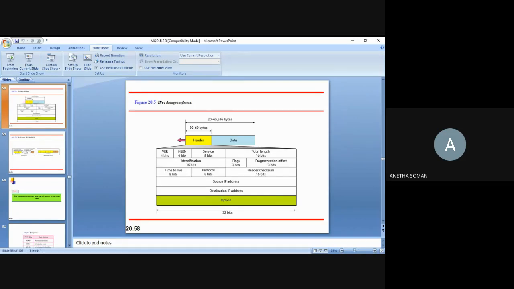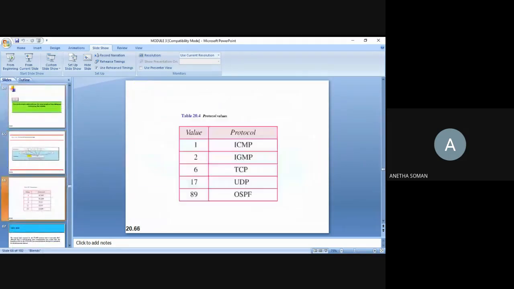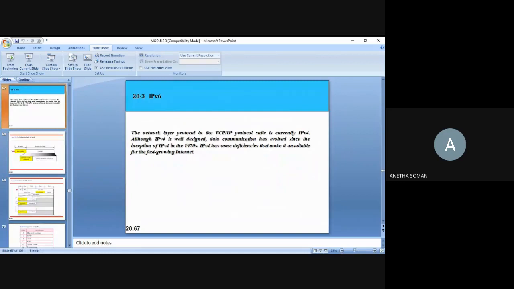Now, similarly, you can have a datagram format for IPv6, and that is being shown in the next slide. When you are comparing IPv4 and IPv6, IPv6 has some advantages. For the fast growing internet, sometimes IPv4 won't be suitable. It will be unsuitable, so what we will do is shift to IPv6.